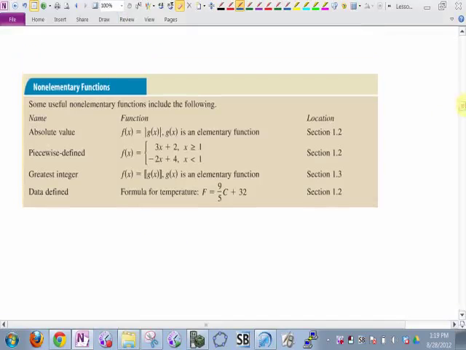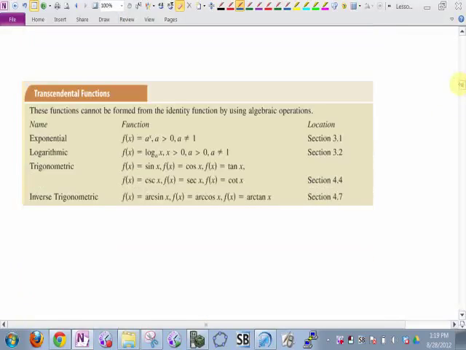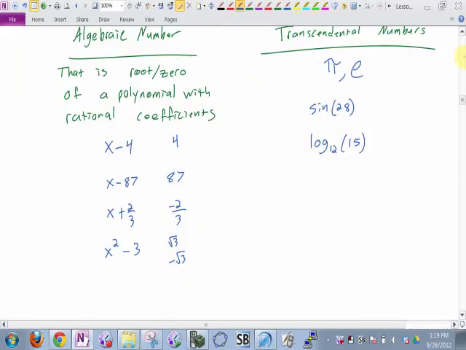So transcendental functions will be one of the big focuses of later this semester, as well as algebraic functions. But today's lesson is just about reviewing functions in general. What are functions? Have you ever learned about algebraic numbers and transcendental numbers before? There's another really, really cool result of this.